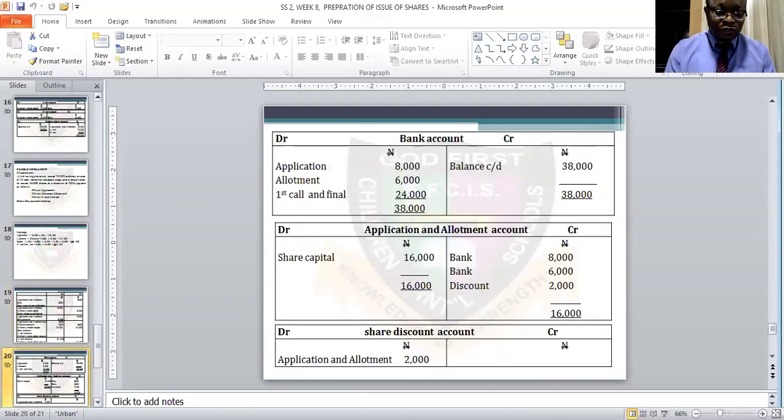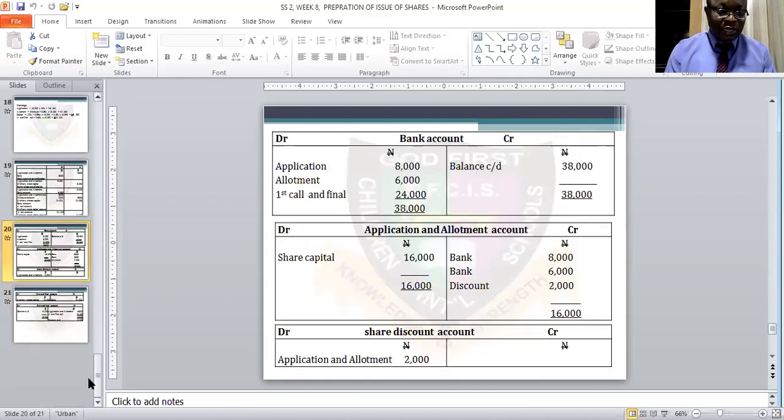Then there are some ledgers that I want to look at. Bank account, under the application, that's 8,000 naira. Allotment is 6,000 naira. First and final call, 24,000 naira. So when you add everything together, that will give us 38,000 naira. That's for the bank account. Application and allotment account, share capital, 16,000 naira. Then you credit bank account 8,000 naira for application. Then bank account for the allotment 6,000 naira.